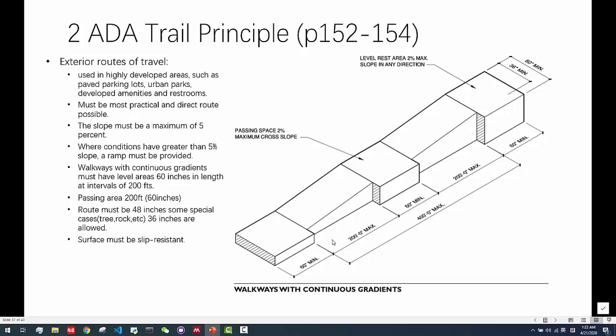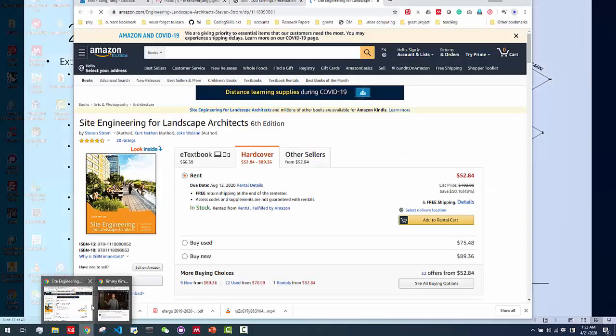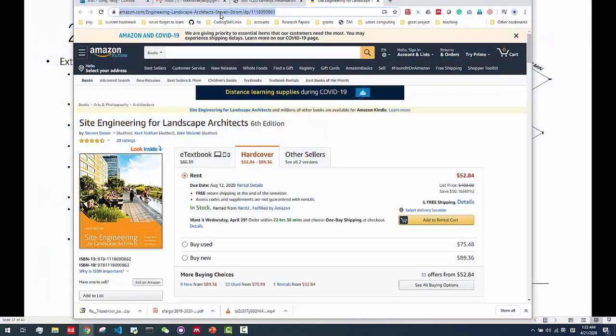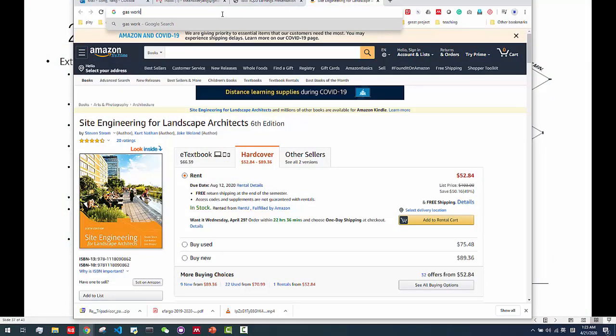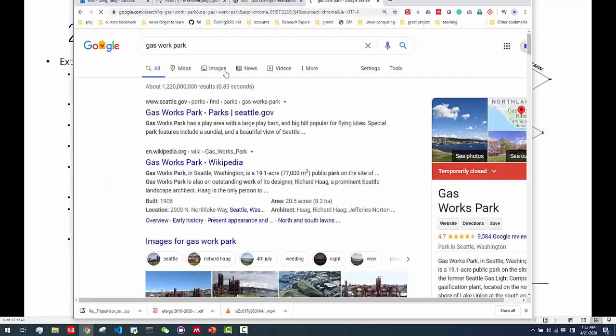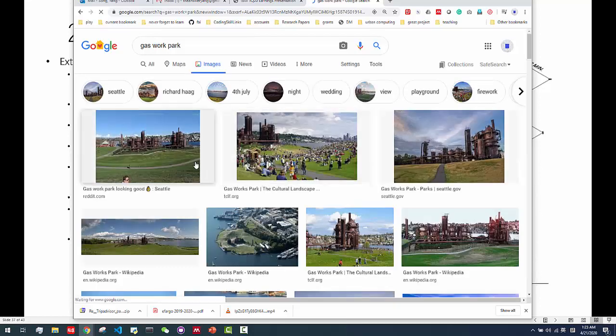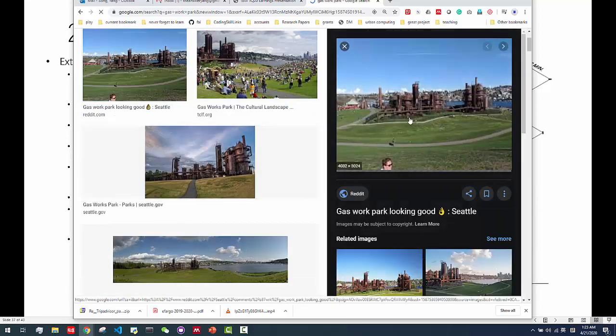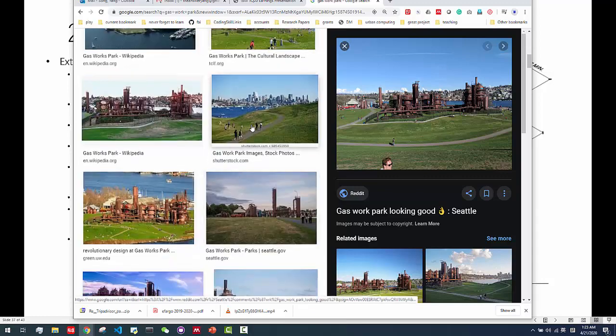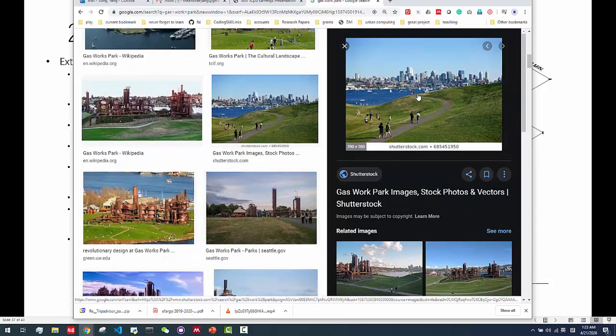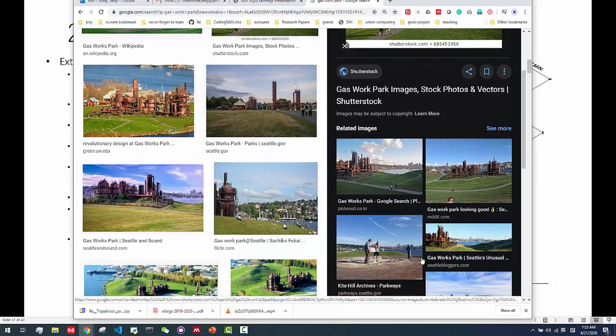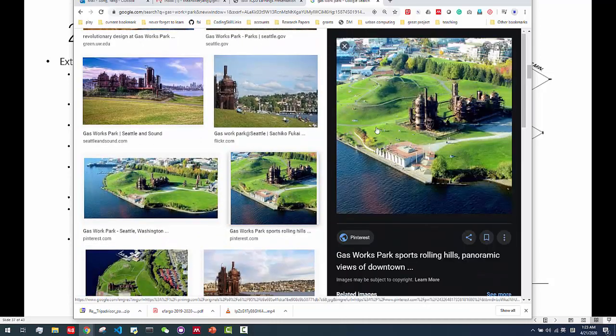What they found is that when you design trails or paths, generally in bigger parks, for example, let me show you. Everybody heard of Gas Works? That's Gas Works. You see, that's quite a bit of path in there, and they have a really long path.